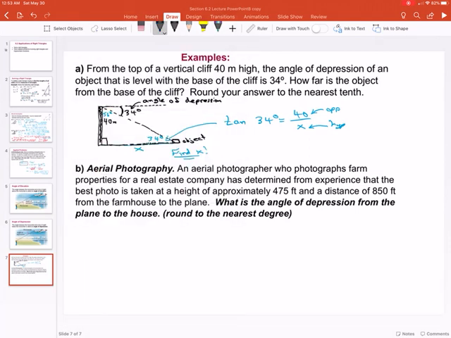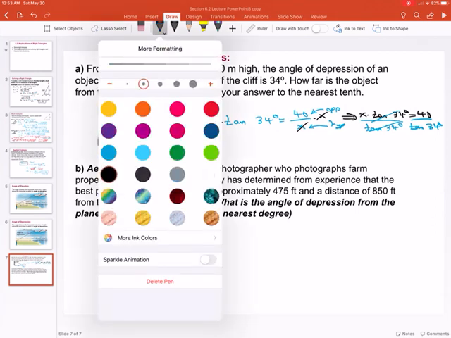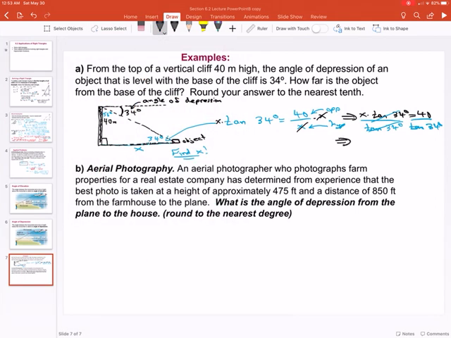To do that, I'm going to go ahead and clear out my fraction. Multiply both sides by x. And as I do that, I get x times the tangent of 34 degrees equal to 40. And then all I've got to do is divide out my coefficient. Let's solve the linear equation now. Get x by itself, divide out the tan of 34 degrees on both sides, and we'll have what we're looking for, the distance the object is from the base of the cliff. That's what we've labeled x here. So x equals 40 divided by the tangent of 34 degrees.